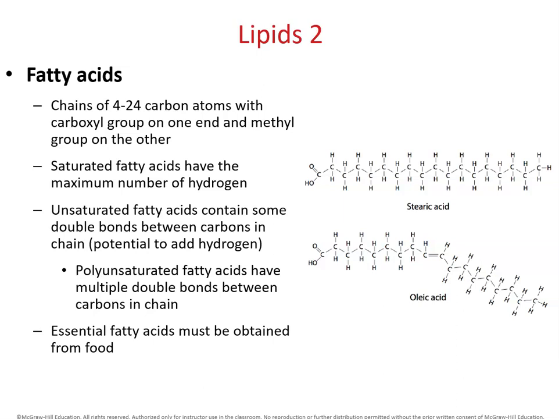Fatty acids are just a chain of carbons and hydrogens. Okay, they'll usually have a carboxyl group. Here's your carboxyl group. C, double bond to an O, and then hydroxyl on the other side. That's our carboxyl group. And then the methyl group, CH3, at the other side. We have 2 varieties, saturated and unsaturated.